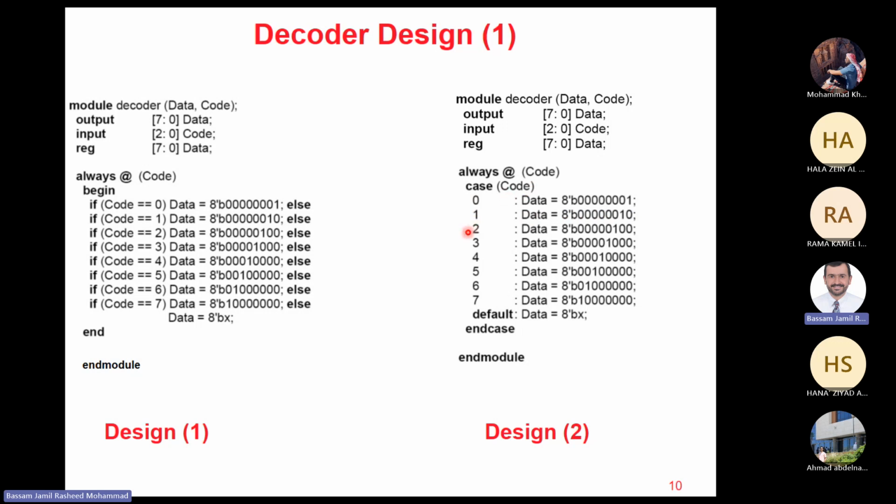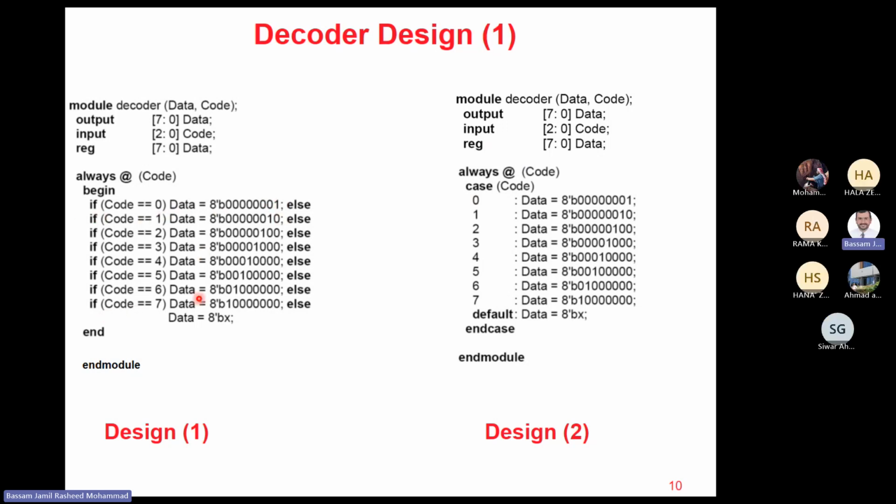Observe that the decoder does exactly what the encoder does, so they do the opposite thing. The same thing is implemented here with the if statement. If the code is 0, then your output is 00000001. If the code is 1, 00000010. If the code is 7, then your output is 10000000. So this is the implementation with if else, and this is the implementation with the case statement.